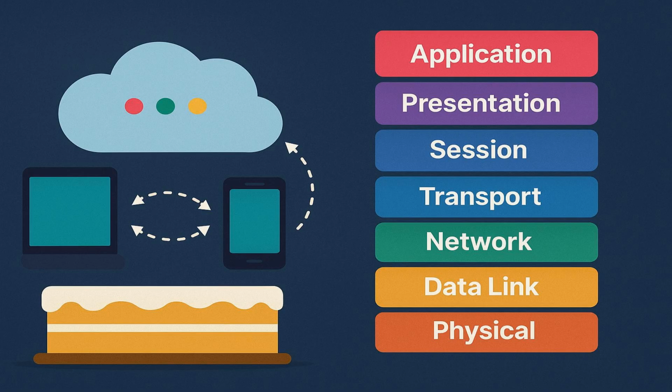OSI stands for Open Systems Interconnection. It's a conceptual framework used to understand how different networking protocols interact. Think of it like a layered cake. Each layer has a specific job, and together they let data travel from one device to another across the world.